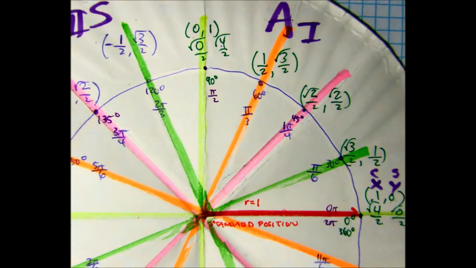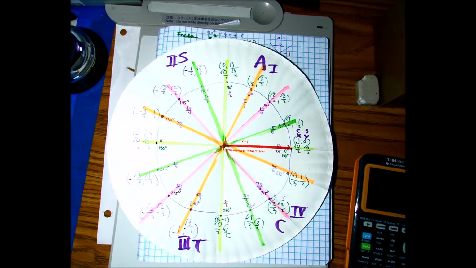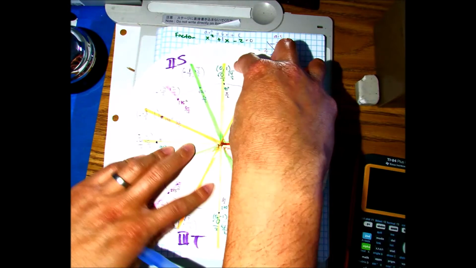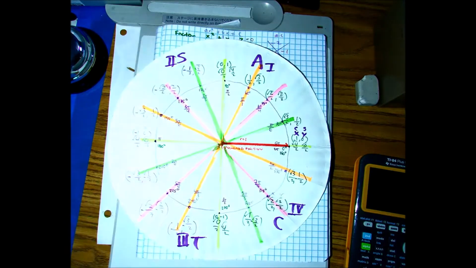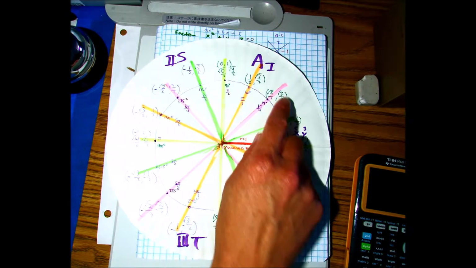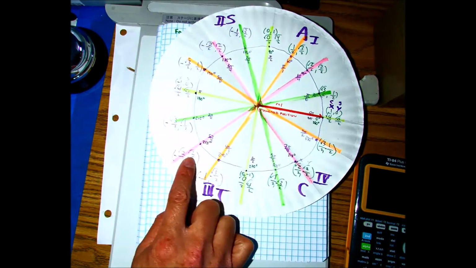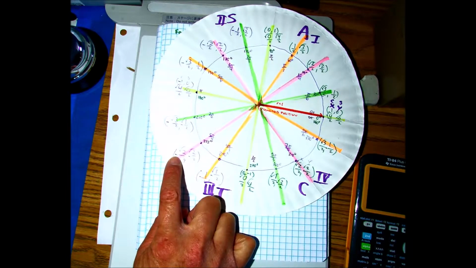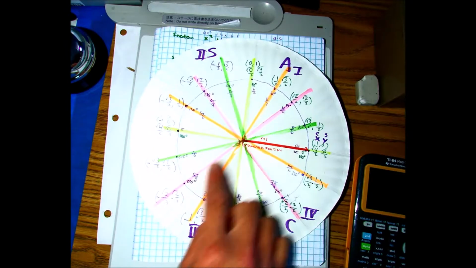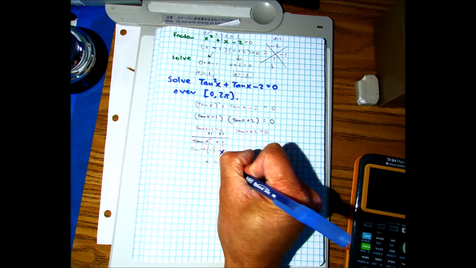Where's tangent positive? Put your two fingers on the quadrants. Quadrants 1 and 3. Okay? Tangent is y over x. So if I do y divided by x, you will get what? 1. So y divided by x equals 1. Negative radical 2 over negative radical 2 gives us 1. So our answers are pi over 4 and 5 pi over 4.